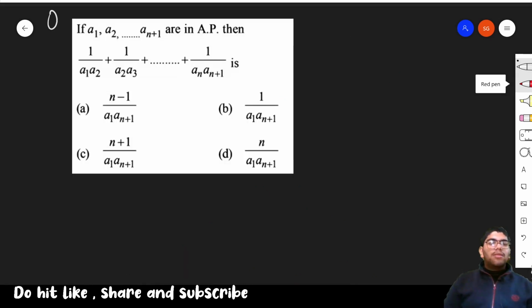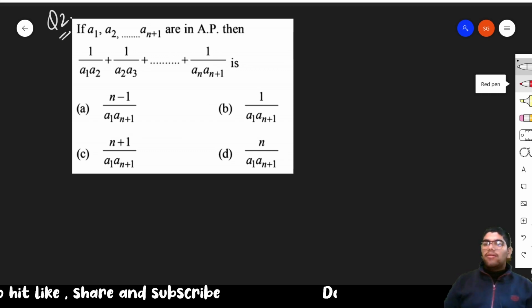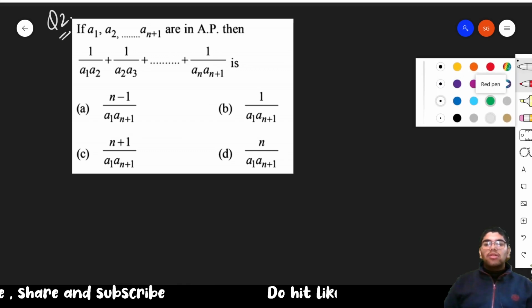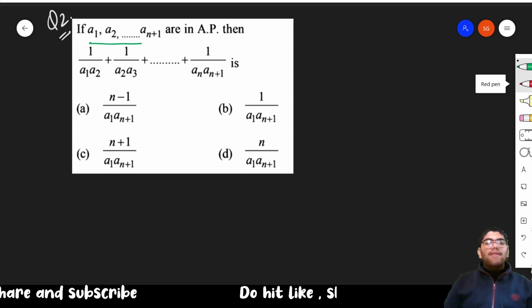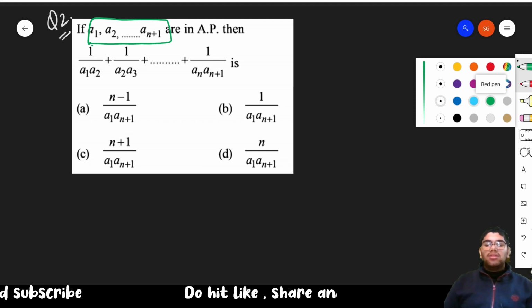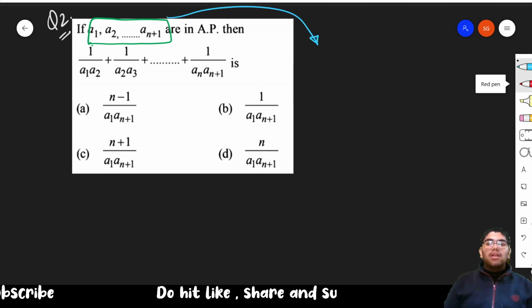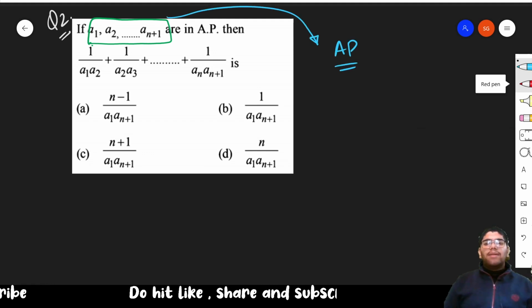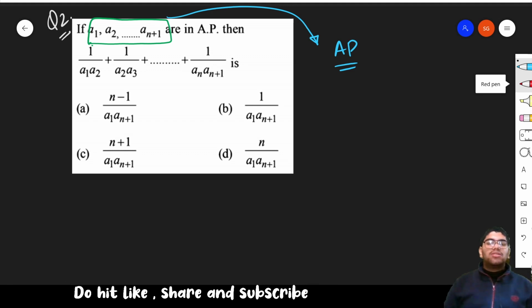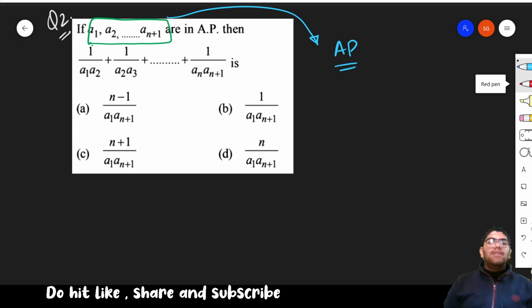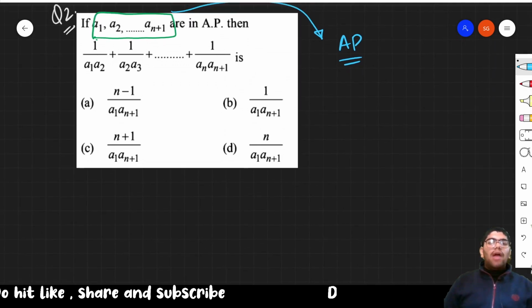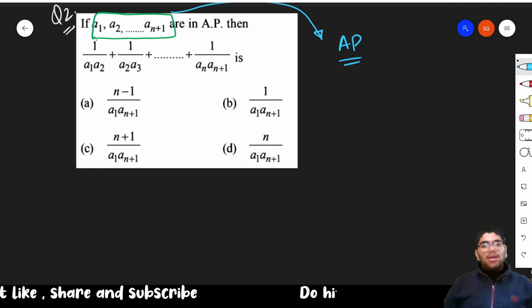Okay, so we have another problem. This is the second problem of the video. So we have been given this problem. So let me write this problem. If a1, a2 up to an plus 1 are in AP, so these numbers are actually in arithmetic progression. I have kept this because this is actually a fairly simple chapter, so I have kept more questions so that you can recall the questions really very fast. So I have been given that a1, a2 up to an plus 1 are actually in AP.